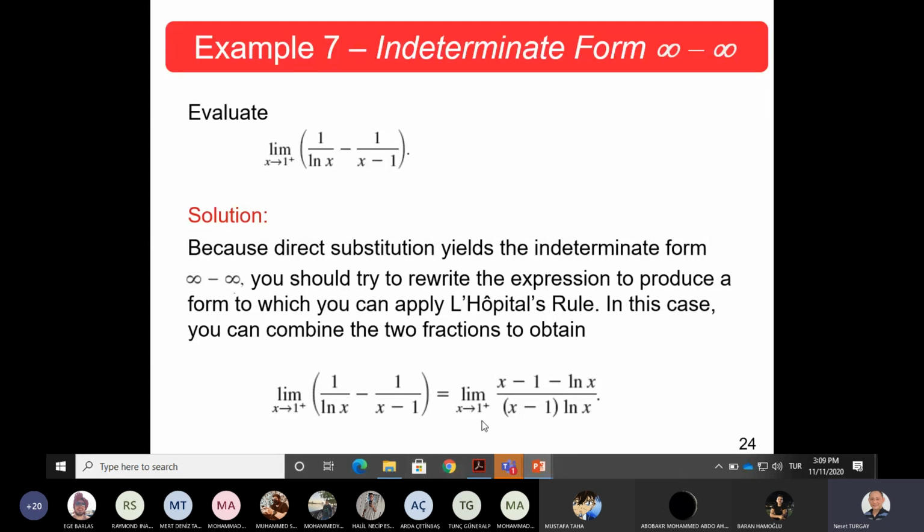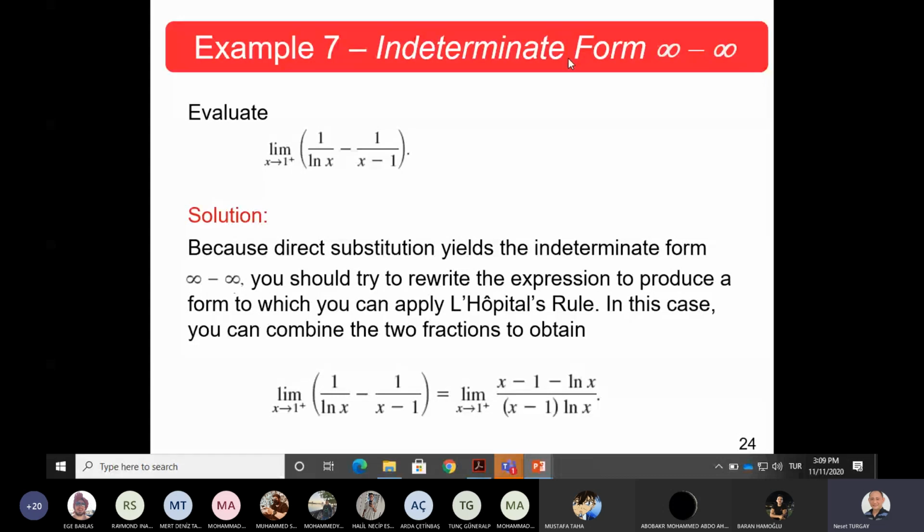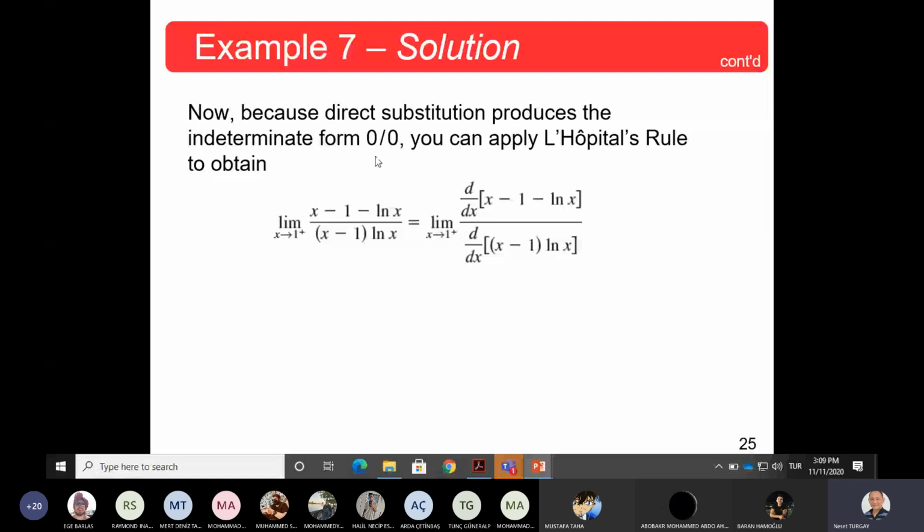So if you send x to 1 from the right, can you see what is happening? Both numerator, it will become 0, yes. The denominator is also 0, isn't it? Yes. So that means that you can now use L'Hopital's rule. Doing this trick, we turned our indeterminate form into one that you can use L'Hopital's rule on. This is the idea.